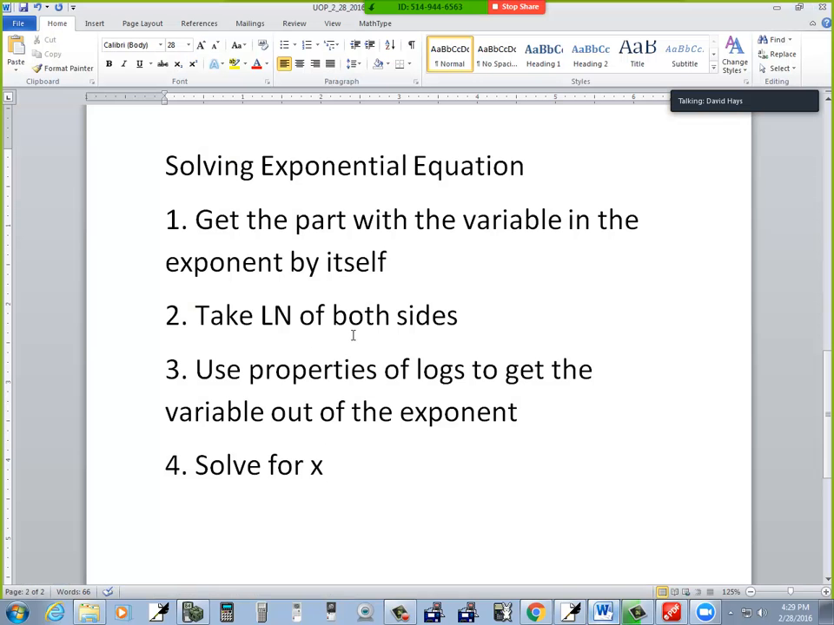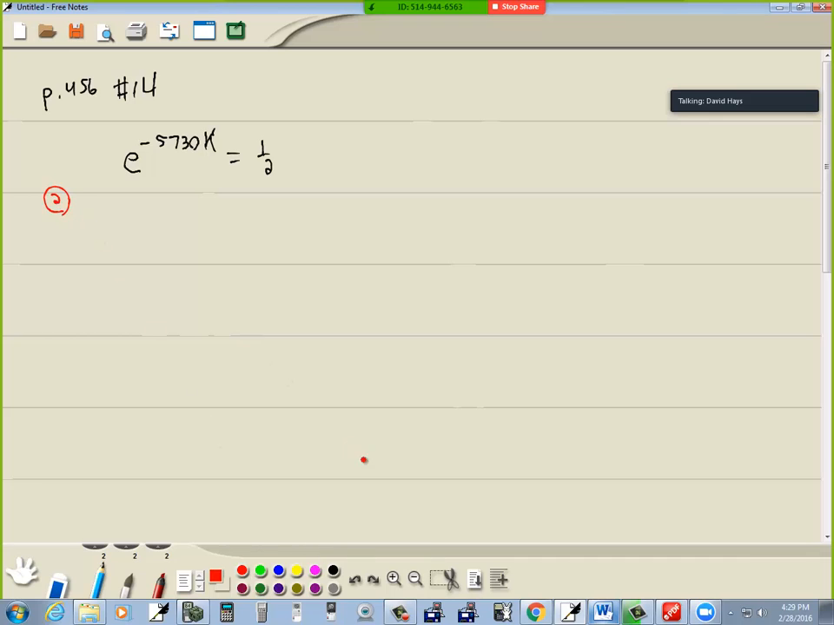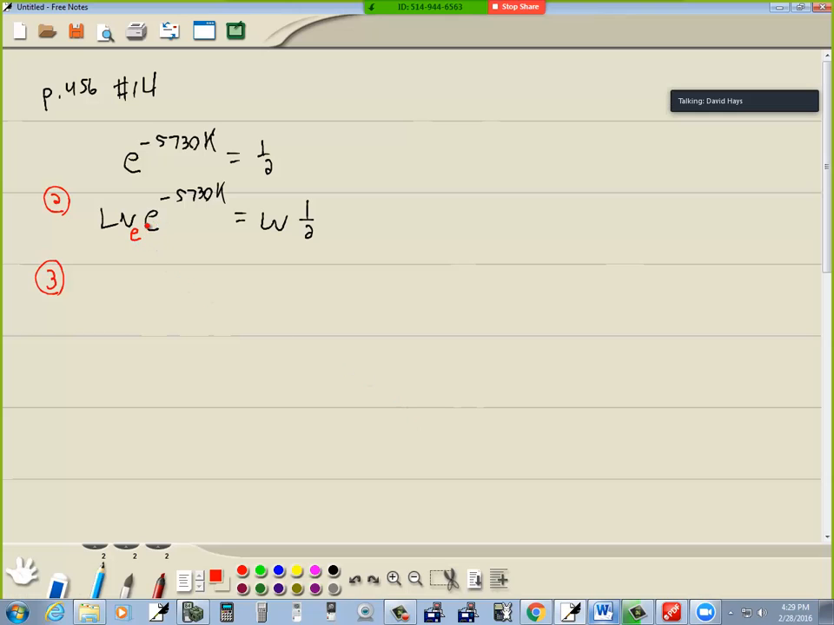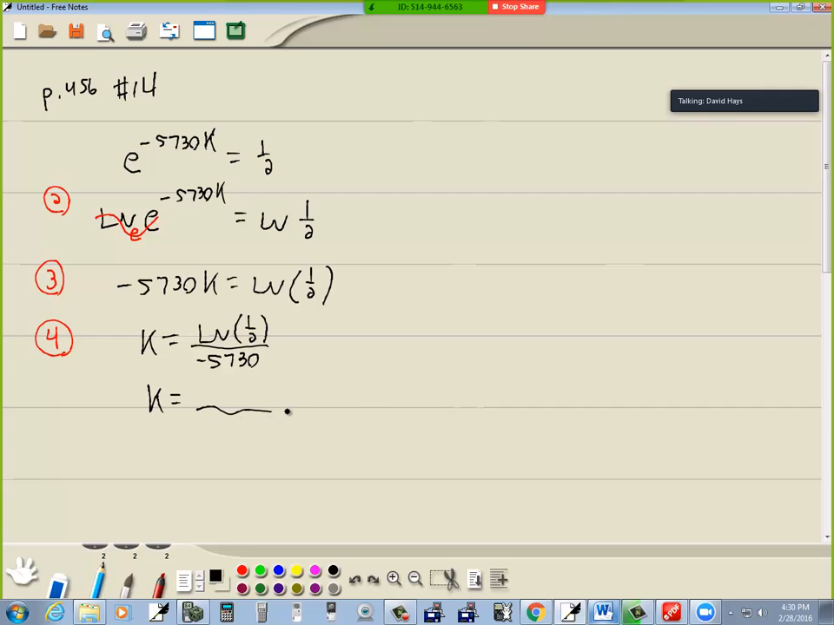Okay. Step 2, take natural log of both sides. So we're going to have natural log of e to the negative 5730k is equal to natural log of 1/2. Now remember, natural log has base e. So in step 3, where it says use properties of logs to get the variable out of the exponent, remember when these numbers match, they cancel. So we got negative 5730k is equal to natural log of 1/2. And then step 4, I said solve for x, but in this case it's a k. Divide both sides by negative 5,730. I won't actually plug that in the calculator, but that would give you your answer.